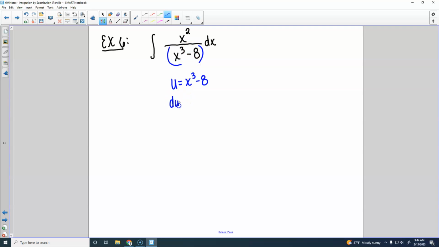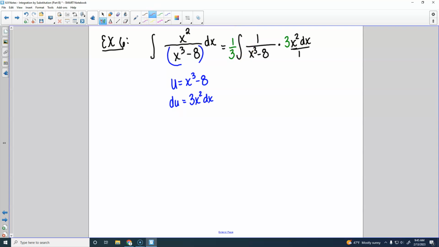And so the derivative of that would be 3x squared dx. So again, we can think of this as 1 over x cubed minus 8 times this x squared dx here, because that numerator, you can put stuff over 1. So you can think of pulling that apart. So I almost have my du. I've got the x squared. I'm missing the 3. So like we've done on so many of these, we're going to add that coefficient in there, which means we've got to divide out front by that same number, so we get 1/3 out front.